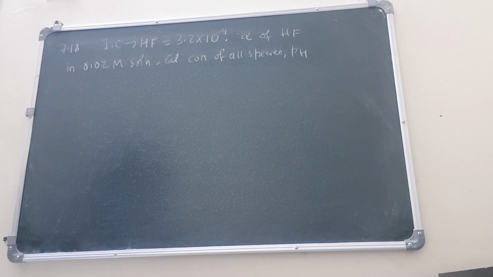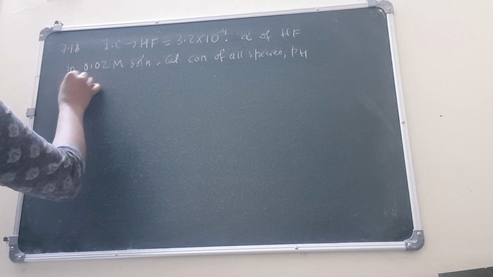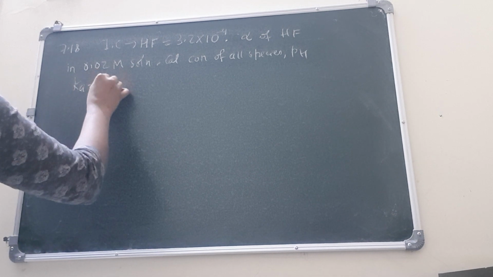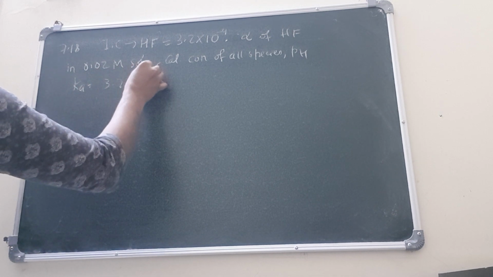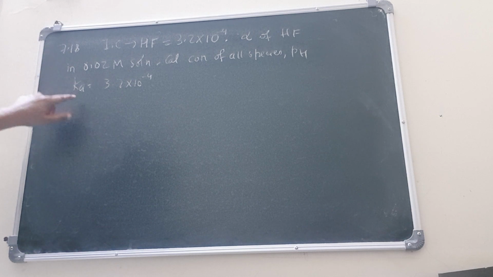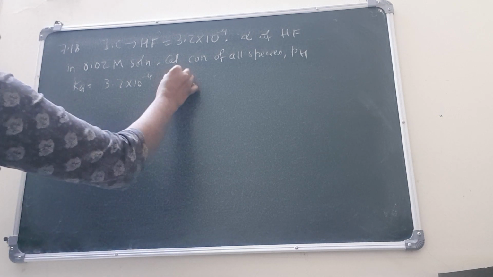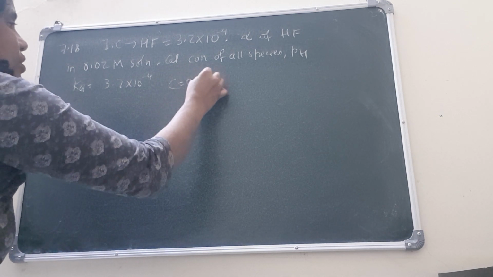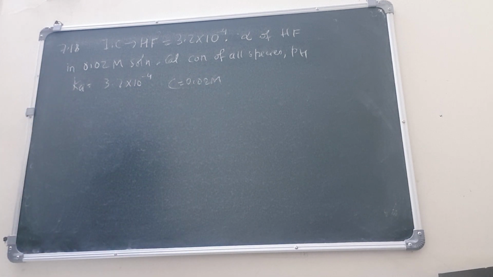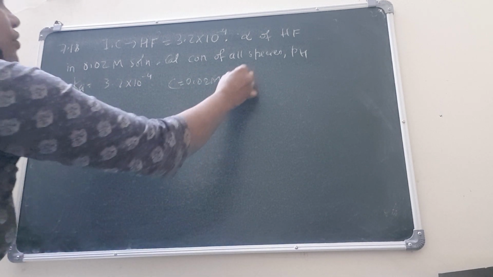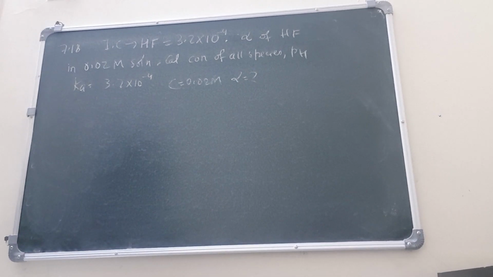Okay, so first of all, let us understand what is happening here. So what is given, let me write it. Ka is given to you because it's an acid. HF is a weak acid. So Ka is given to you. I'm writing it as Ka. C is given to you, the initial concentration. Okay, this is given to you. You need to find alpha. What is the value of alpha? You need to find the concentration and also the pH. I hope it is clear.